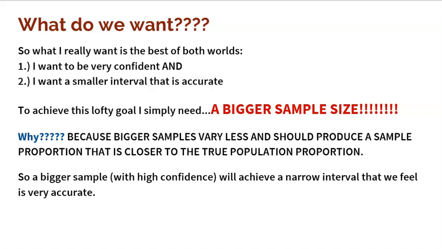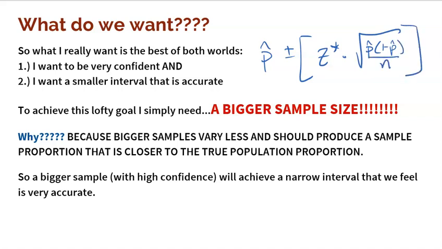Now let me give you an understanding of why this is. Remember, the formula to produce an interval is p hat plus or minus the margin of error. The margin of error is your z star times the standard error, the square root of p hat times 1 minus p hat, all divided by n. And the sample size is the key, because the sample size is in the denominator.